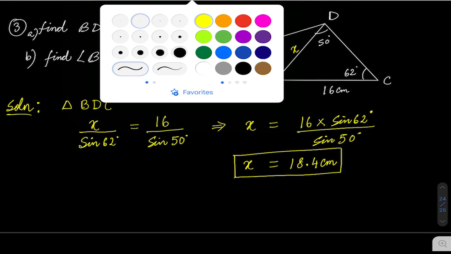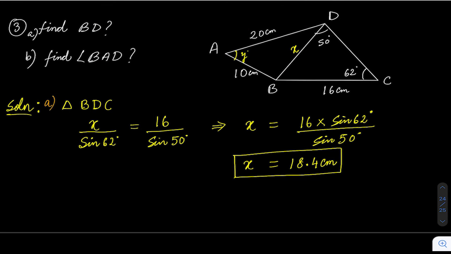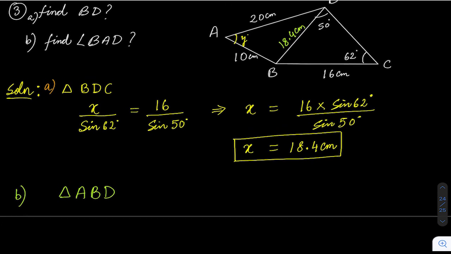Okay, now the second part is we have to find angle BAD, that is Y. Okay, so now let me just erase this X and just write here 18.4 because we know this now, 18.4 centimeters. Now you can see in the triangle ABD, three sides are given. So obviously we can find all the angles using cosine rule. And they are asking for angle A only. Very good. So we can find this using cosine rule. Okay, so now I have the blueprints. So let's apply cosine rule in this.